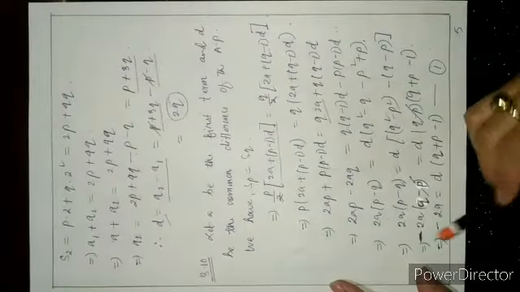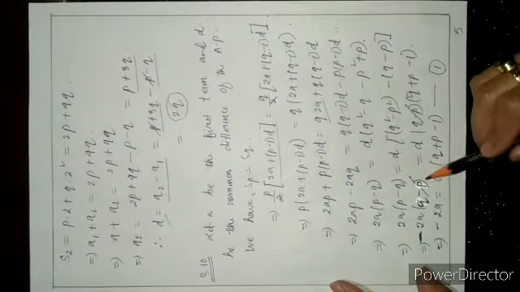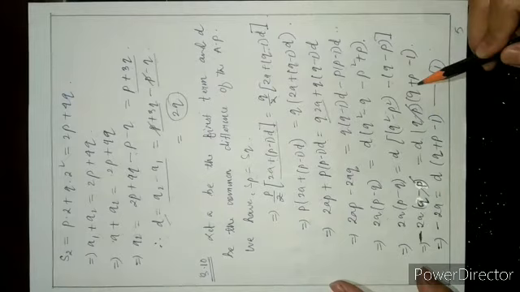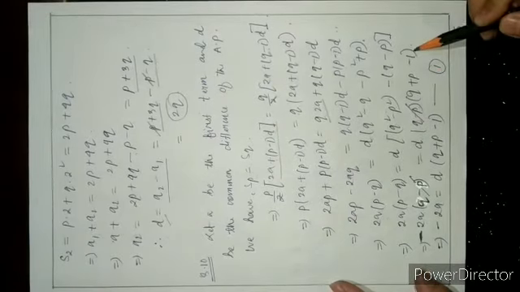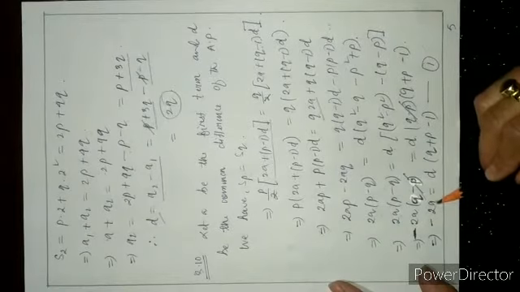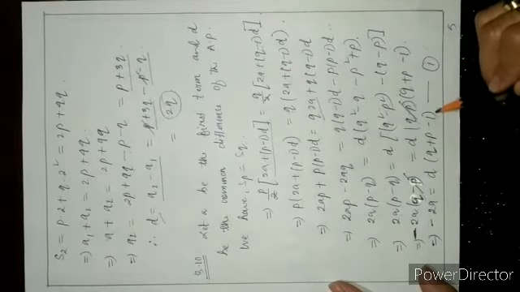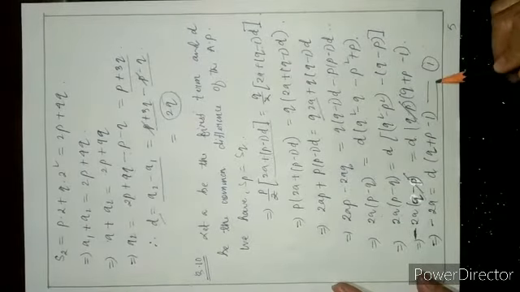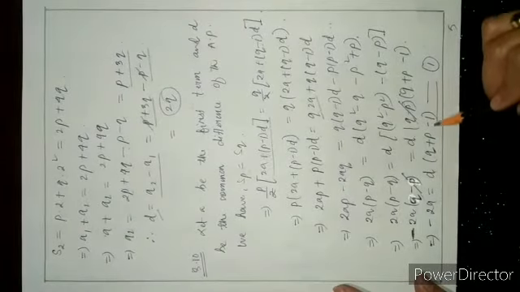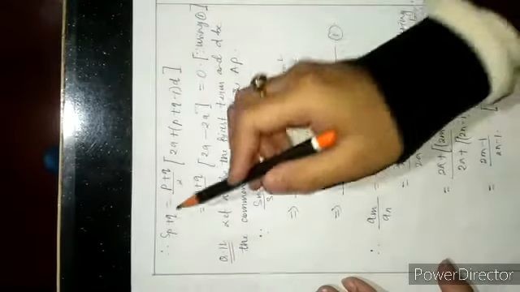Minus common log, so 2 times of a q minus p is equal to d times q minus p. Common log, q plus p minus 1, so q minus p cancels. Already minus 2a is equal to d times q plus p minus 1. This is equation number 1. Then minus 2a is d into q plus p minus 1.